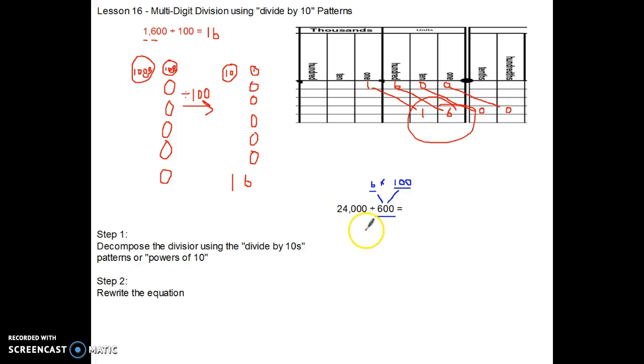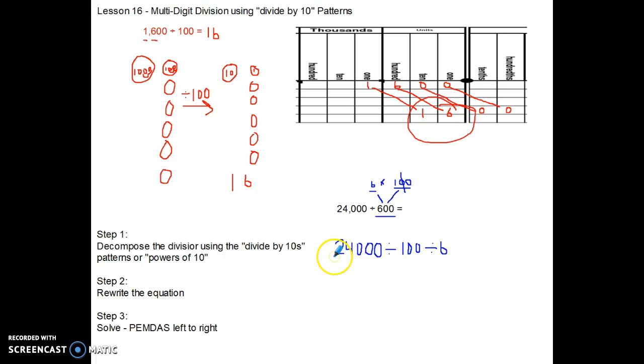So I can insert these values of 6 and 100 into a new division equation. So step 2 is just to rewrite the equation using these new numbers. So I would take 24,000 and then, because I'm going to be solving using kind of the PEMDAS philosophy and going from left to right, I want to divide by my 100 powers of 10 number first. And then I'm going to divide by my other factor. So I've rewritten 24,000 divided by 600 as 24,000 divided by 100 and then divided by 6.